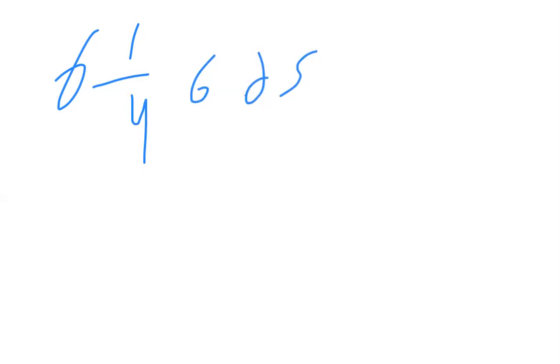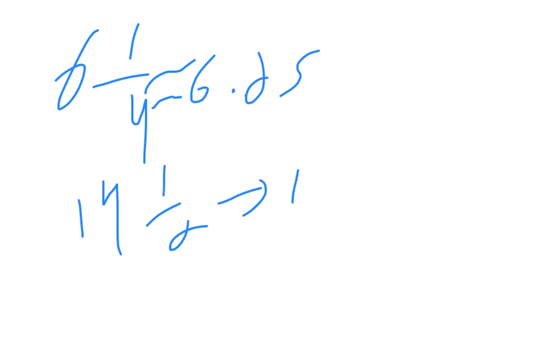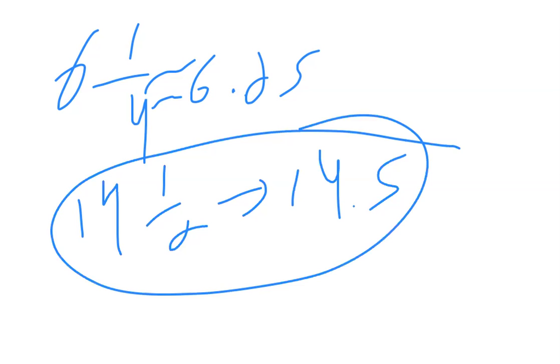Okay, so the diameter of one basketball is 6 1/4, which is also known as 6.25. This might make the calculation easier. And the diameter of another ball is 14 1/2, which is 14.5. How much bigger is this than this, in essence?